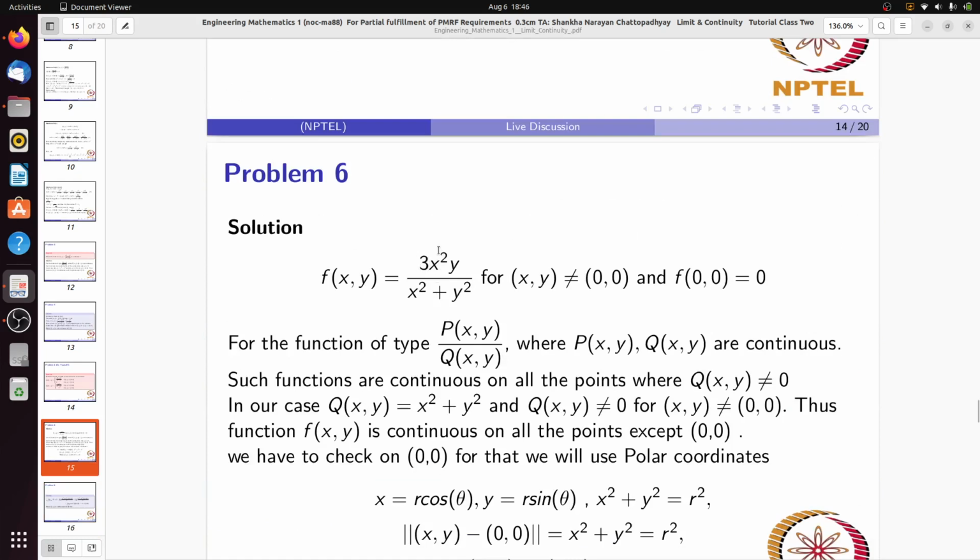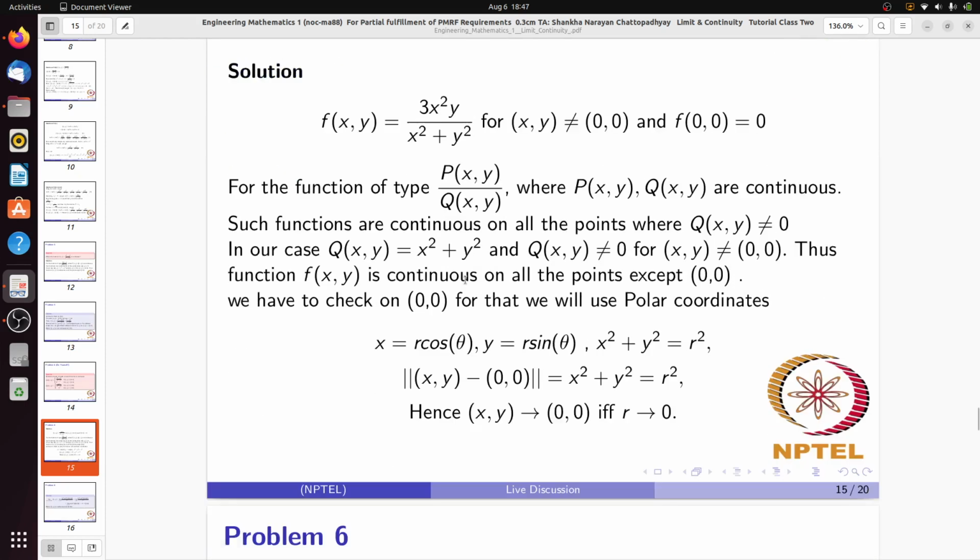So what will we get? We will get 3 into r square cos square theta into r sin theta, divided by r square cos square theta plus r square sin square theta. Now if you take r square common in the denominator, you get r square into (cos square theta plus sin square theta), which is r square into 1, because cos square theta plus sin square theta equals 1. It is a very well known identity. So in the denominator we get r square itself, and in the numerator we get 3 r cube cos square theta sin theta.